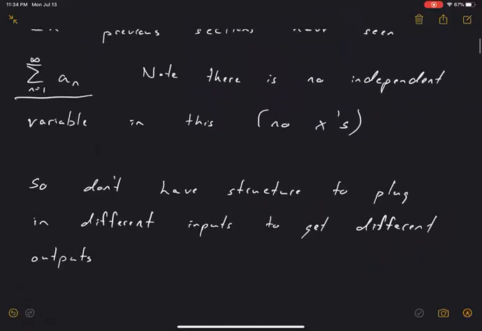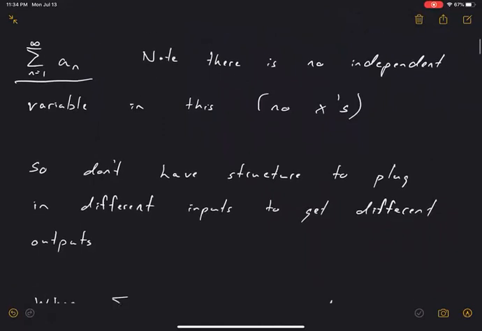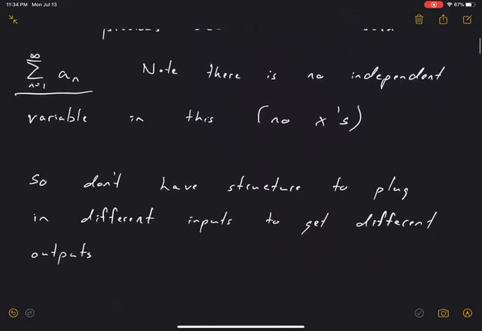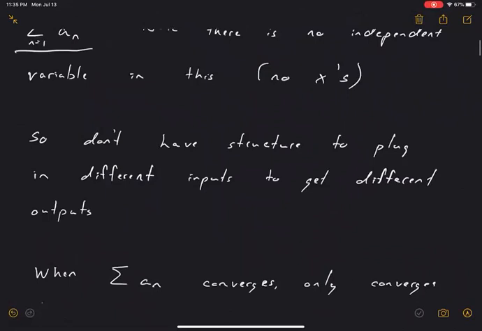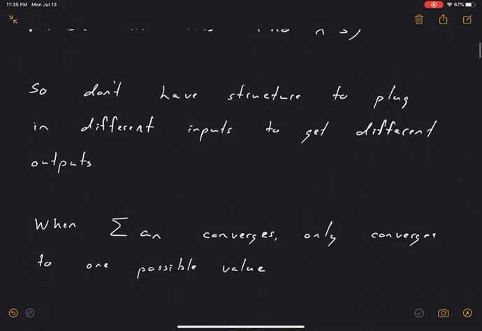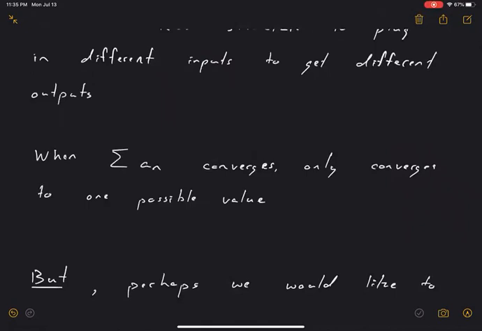There's nothing unknown about this series as far as inputs. You could ask yourself, does this series converge or diverge? But if it does converge, it only converges to one number. I can't play with the inputs of this series to get different numbers out for my sum. So we don't have this structure to plug in different inputs and get different outputs. For one series, there's only one possible sum, if the sum even exists. So when that series converges, it only converges to one number.